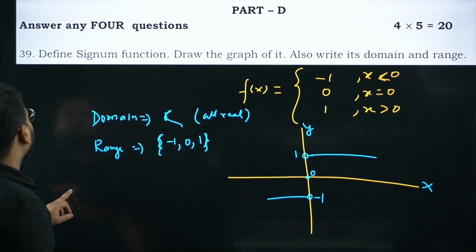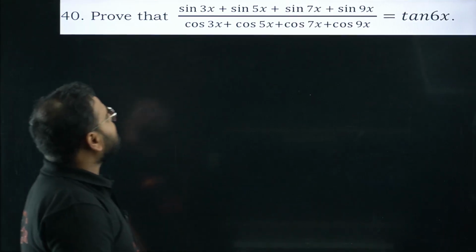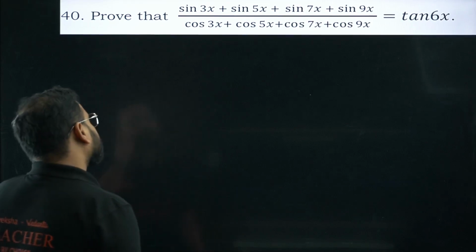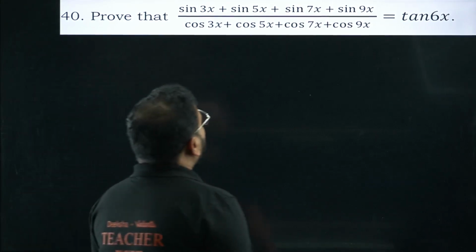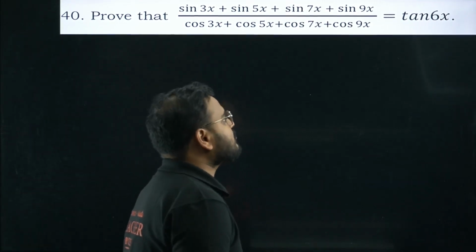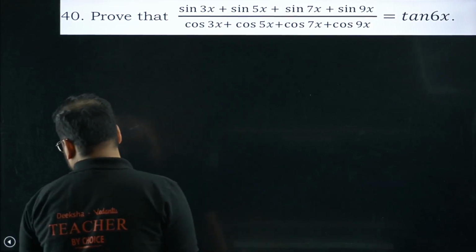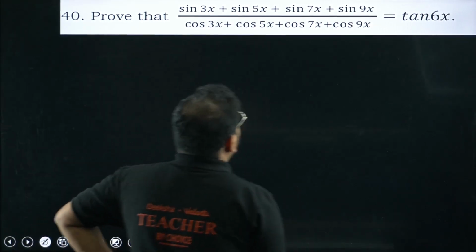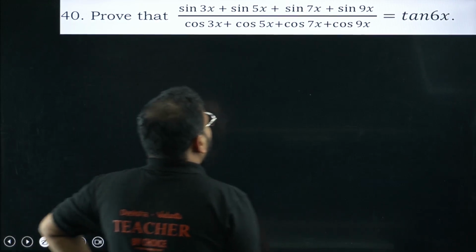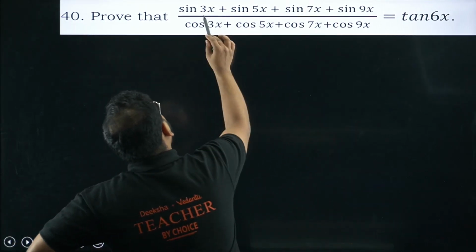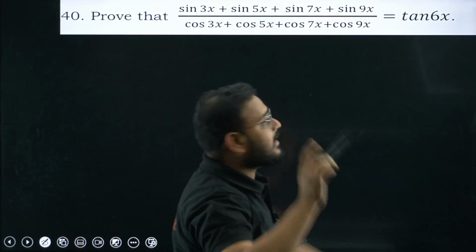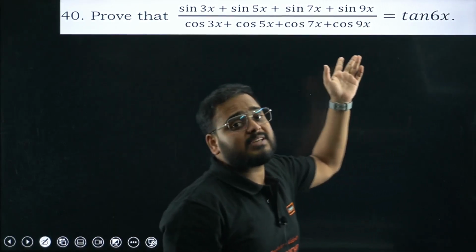5 marker. Let's move on to question number 40. Prove that (sin 3x + sin 5x + sin 7x + sin 9x) upon (cos 3x + cos 5x + cos 7x + cos 9x) equals tan 6x. Okay, let's try this. What will happen here? Let's club 3 and 9 together and 5 and 7 together. Why? 3x plus 9x makes 12, and 5x plus 7x makes 12, and half of that is 6. I can use the sin A plus sin B formula.